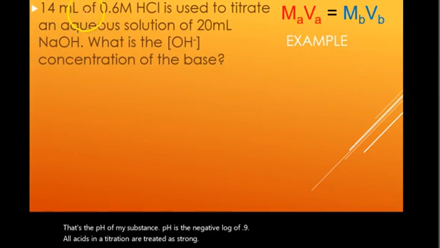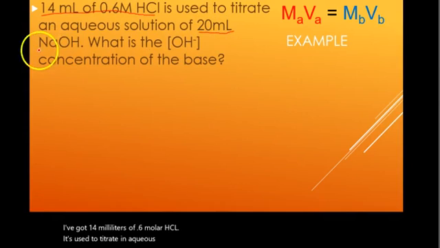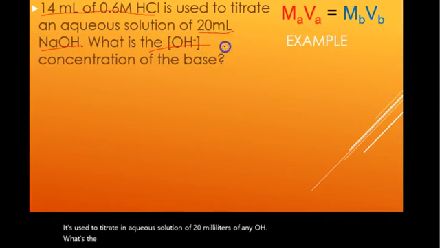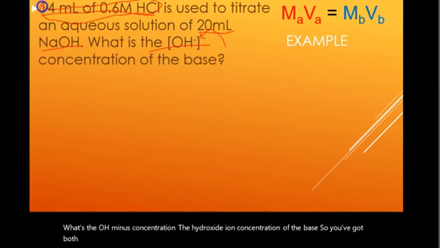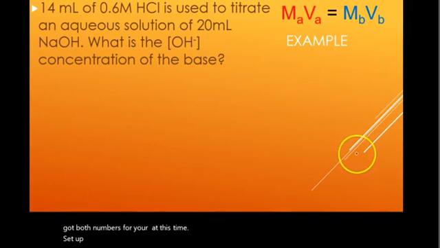I've got 14 milliliters of 0.6 molar HCl. It's used to titrate an aqueous solution of 20 milliliters of NaOH. What's the OH minus concentration? What's the hydroxide ion concentration of the base? So you've got both numbers for your acid this time. Set up your problem, pause the video, and come back to see the solution.